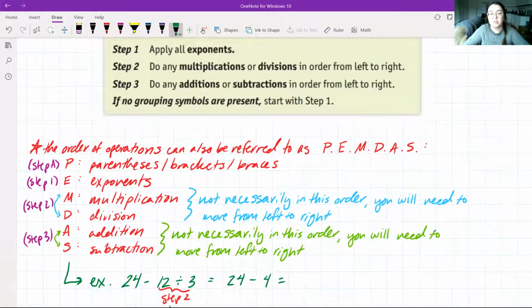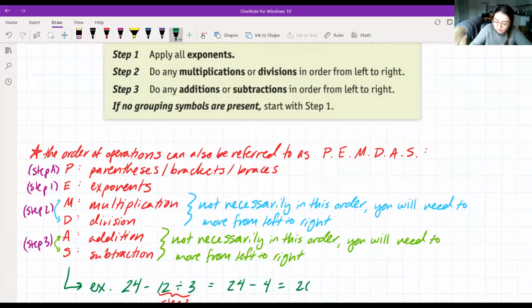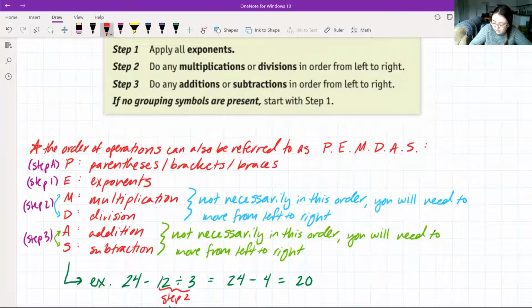There's no more multiplications or divisions, so now we're going to move on to step 3. And step 3 is do any additions or subtractions in order from left to right. So we have 24 minus 4. No addition, but we do have subtraction. And we move from left to right. So we are subtracting 4 from 24. And this is going to give us 20. And we see here that this was step 3.